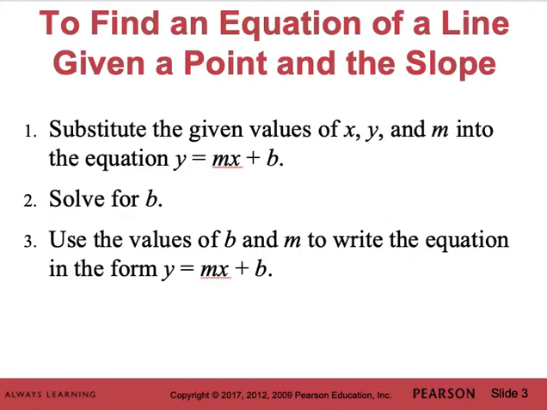To find an equation of a line given a point, x, y, and the slope, we can substitute those values into our equation y equals mx plus b and solve for b. And use the values of b and m, our y-intercept and our slope, to write the equation in the form y equals mx plus b.